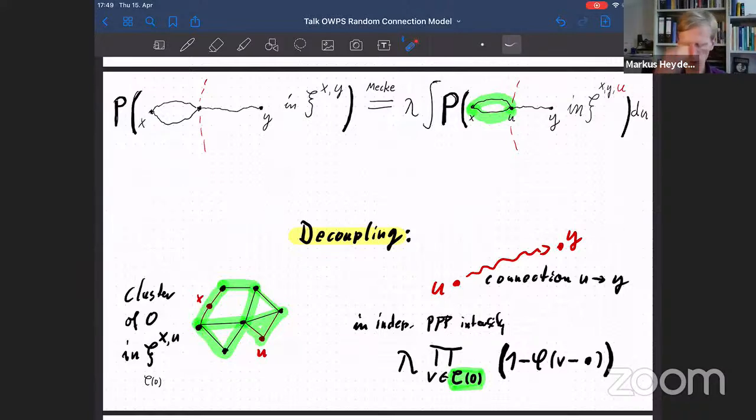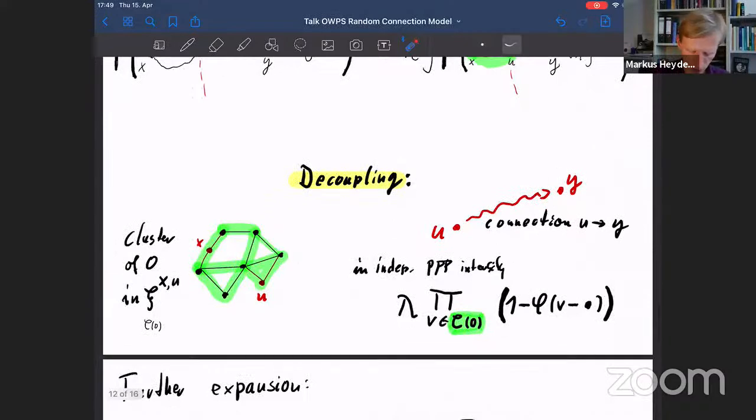Therefore, we have a reduced intensity, and the intensity for each of the points in this cluster except U is given by this new intensity. So for the points that go from U to Y, we take 1 minus the probability that V is going to this point. So we just have fewer points. This reduced intensity is the intensity which is left after we fix this cluster. The green cluster is fixed, and then for the rest of the connection on the right, we have a reduced intensity.